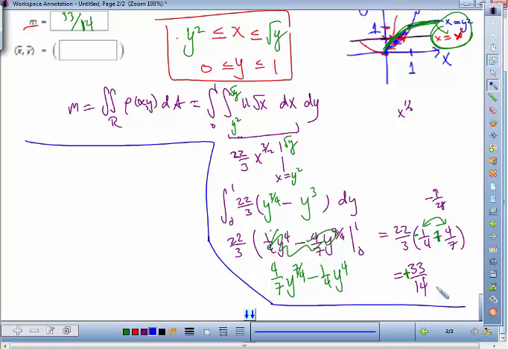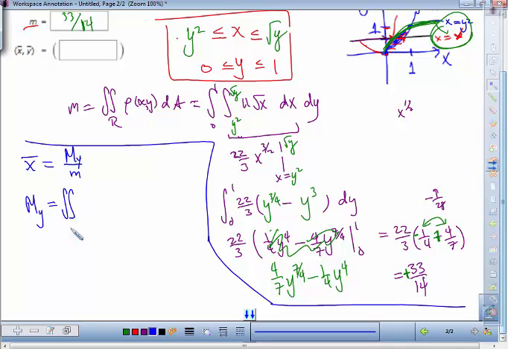Now we need to find the center of mass. It's always kind of tricky for me because I can't really remember what x bar is equal to. So I know it's divided by the mass, but the moment, I think it's y. It gets switched. One of them gets switched. And the moment with y is a double integral over the region of the density function times x.